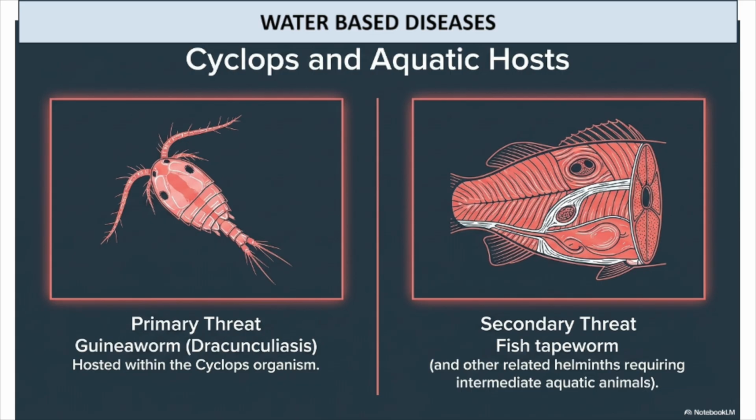Within water based diseases, we also have cyclops and aquatic hosts as transmission points. The primary threat here is guinea worm or dracunculiasis, which is hosted within the cyclops organism. The secondary threat is fish tapeworm and other related helminths that require intermediate aquatic animals to complete their life cycle.